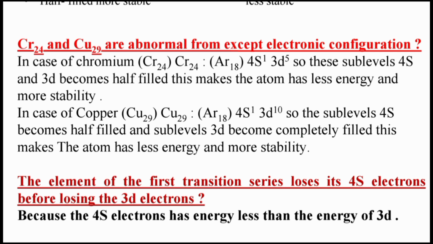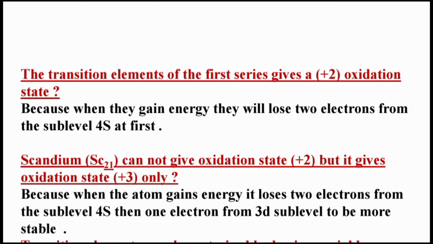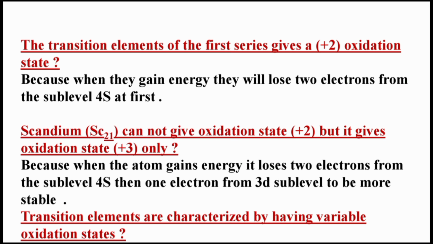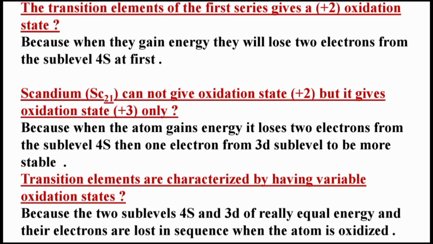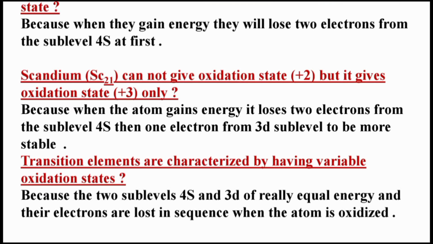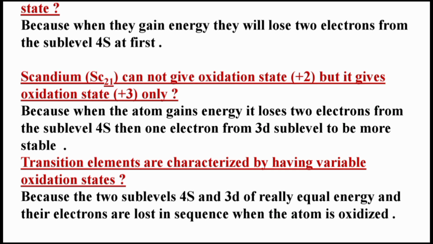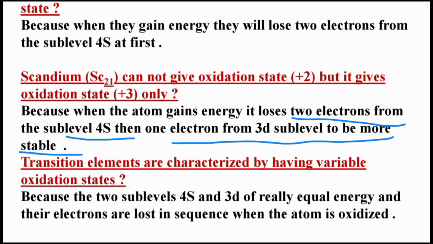Abnormal exceptions of electronic configurations: chromium and copper. The transition elements of the first series give the +2 oxidation state, because when they gain energy they lose 2 electrons from the sub-level 4s at first. Scandium cannot give oxidation state +2, but it gives oxidation state +3, because when the atom gains energy it loses 2 electrons from the sub-level 4s, then 1 electron from 3d to be more stable. Okay, that's why it gives +3.